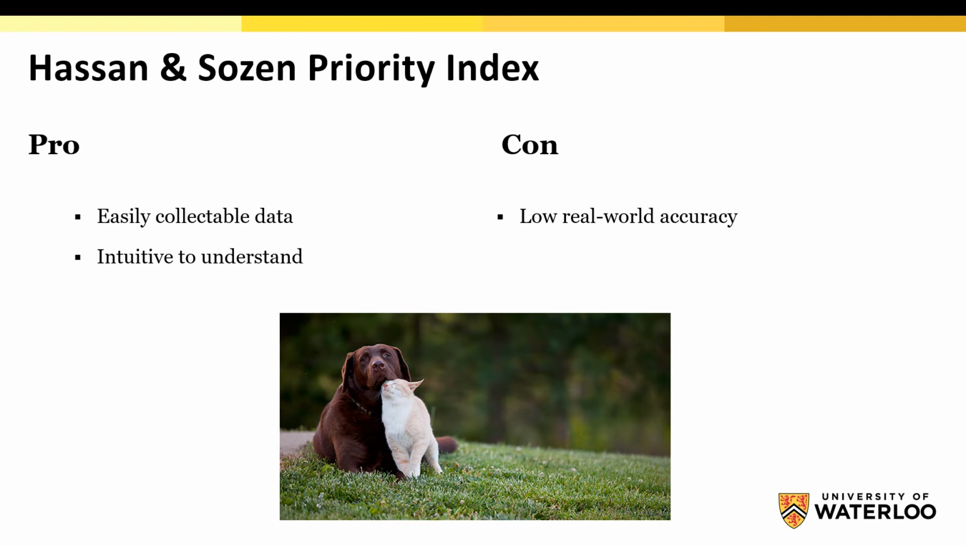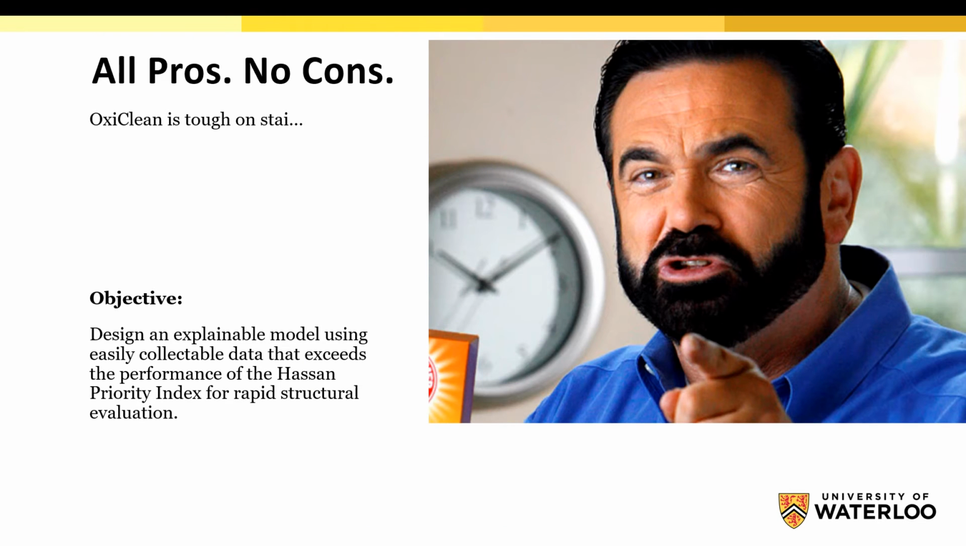So what are the pros and cons of the priority index? The pro is it uses easily collectible data, and it's intuitive to understand. However, as we demonstrated in the slide before, it has low real-world accuracy. At the risk of sounding like a TV salesman, how do we get all the pros of PI without any of the cons? This leads us to our objective. Design an explainable model using easily collectible data that exceeds the performance of the Hassan Priority Index for rapid structural evaluation.